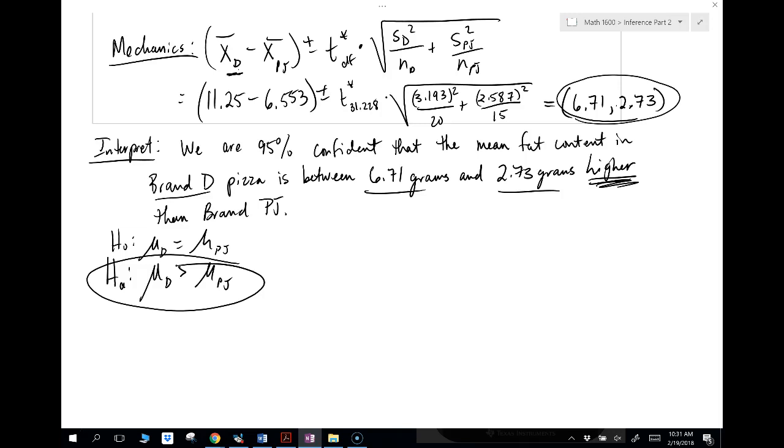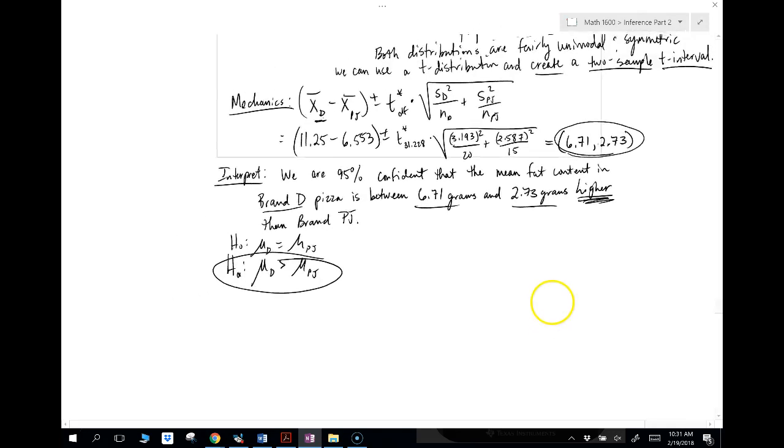Now, when would it not be enough evidence to support the alternative hypothesis and then we would fail to reject the null? Well, that happens if the interval goes from negative to positive or positive to negative, because that means zero is in the interval, which would tell us that, well, you know what? It could be that there is no difference between the two. Okay, so that's how we relate a confidence interval for two samples, independent groups of means to our hypothesis, all right?